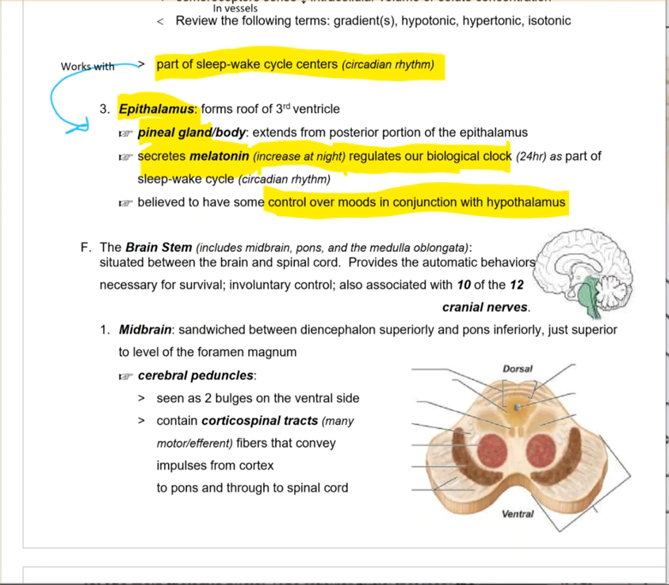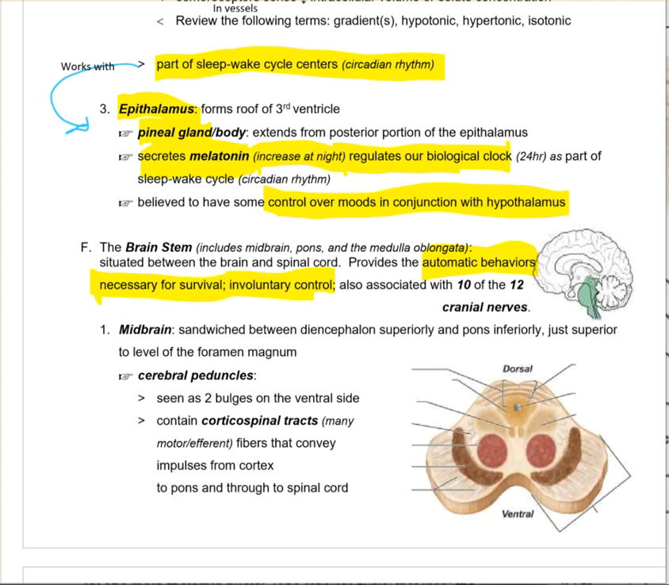Okay, so we're going to move on to the brainstem. Now the brainstem includes the midbrain, the pons, and the medulla oblongata, those three centers. And you can see in the little picture here off to the right, these are the three lowest structures before we get to the spinal cord. And these provide automatic or autonomic behaviors. These are behaviors that are necessary for survival that you have involuntary control over, meaning that you don't choose to do these things. They just happen as part of your daily living.